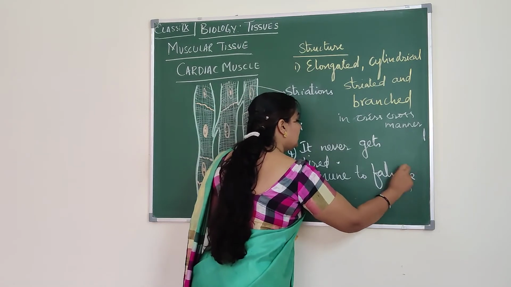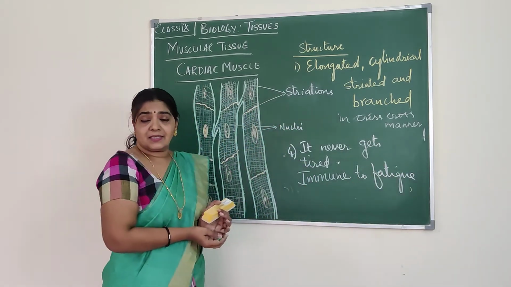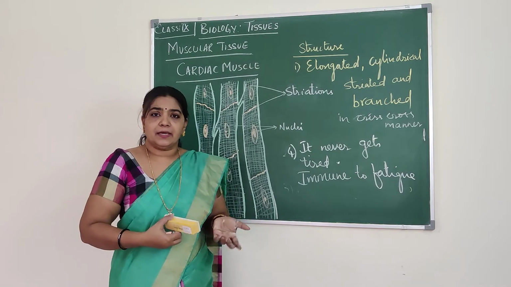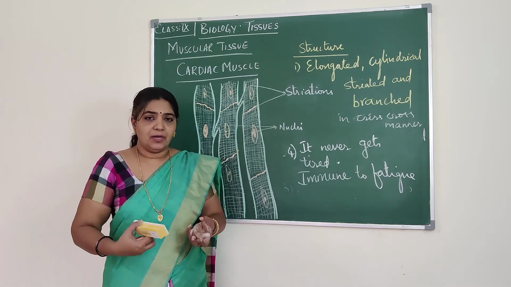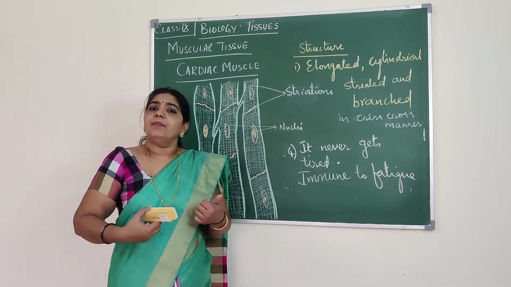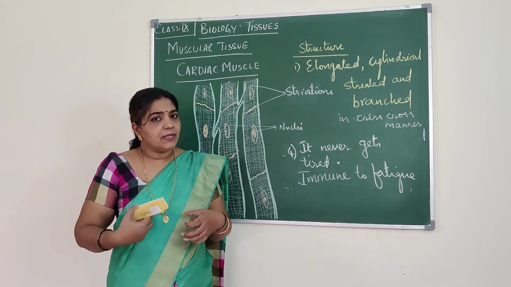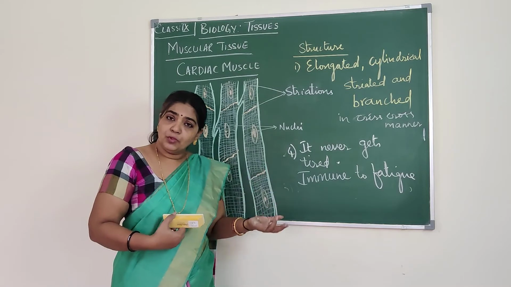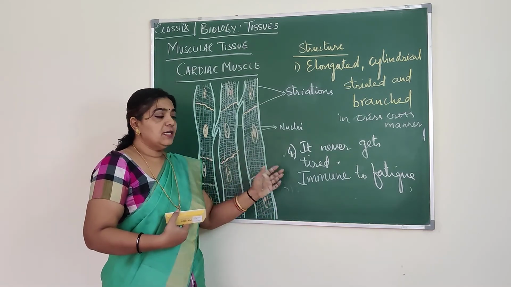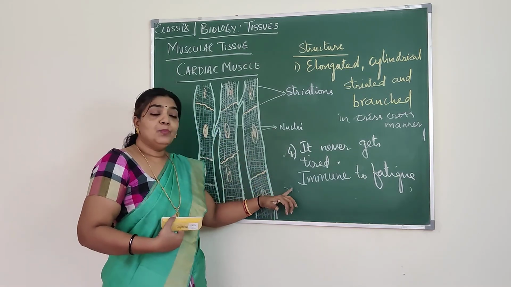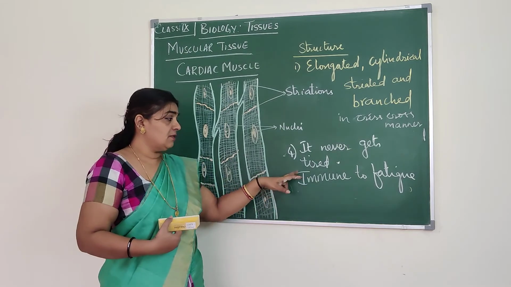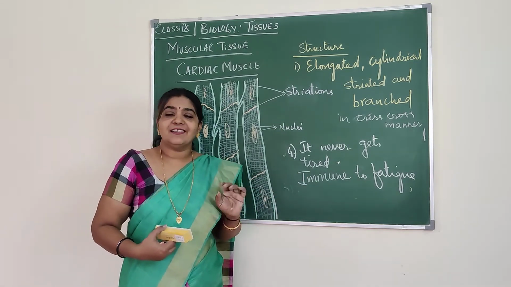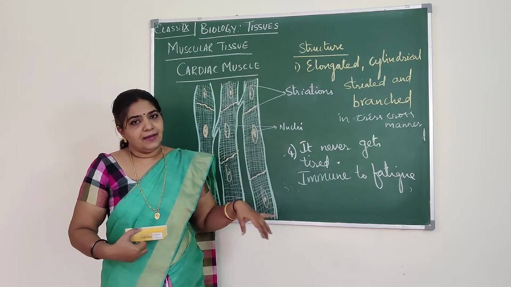When we talk about striped muscle, the skeletal muscle, we get tired very soon. When you work for a longer time, when you walk for a longer time, we become tired. So striped muscle gets tired easily. Even our smooth muscle also gets tired. Whereas the cardiac muscle is immune to fatigue, meaning it never gets tired. That is the speciality of our cardiac muscle.